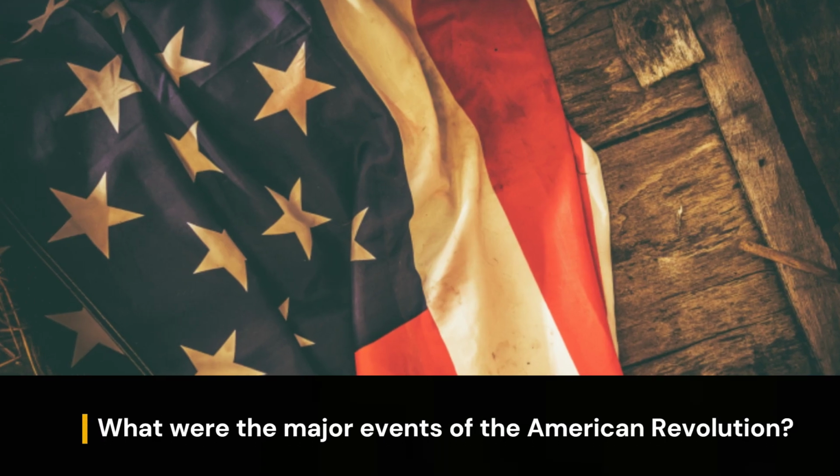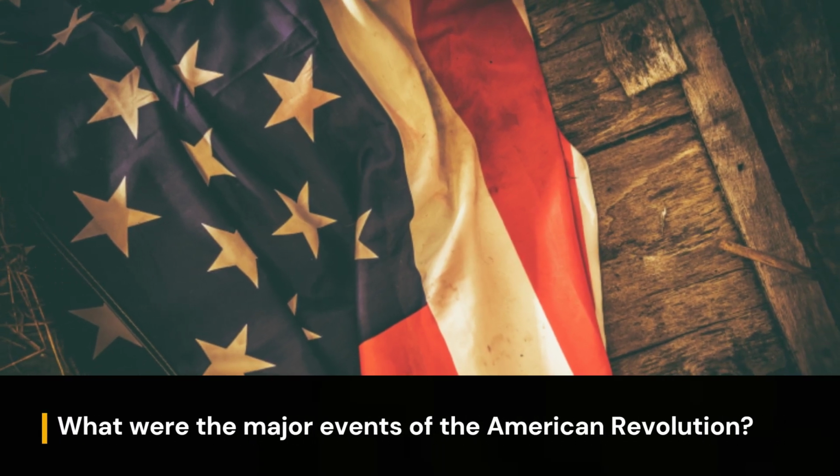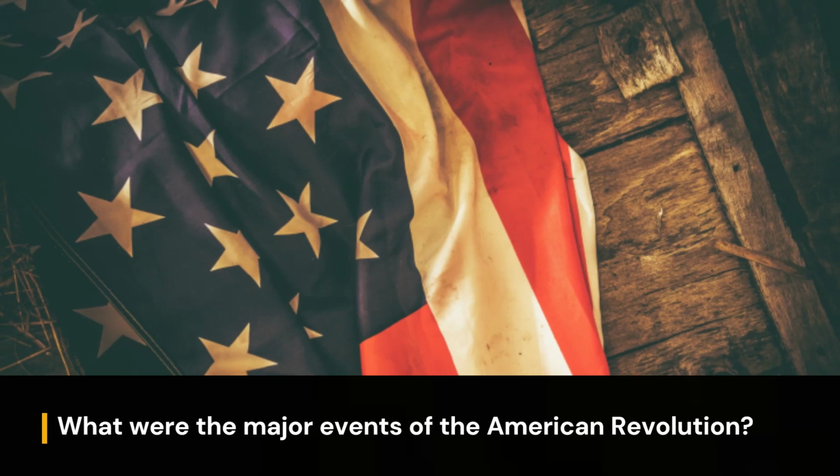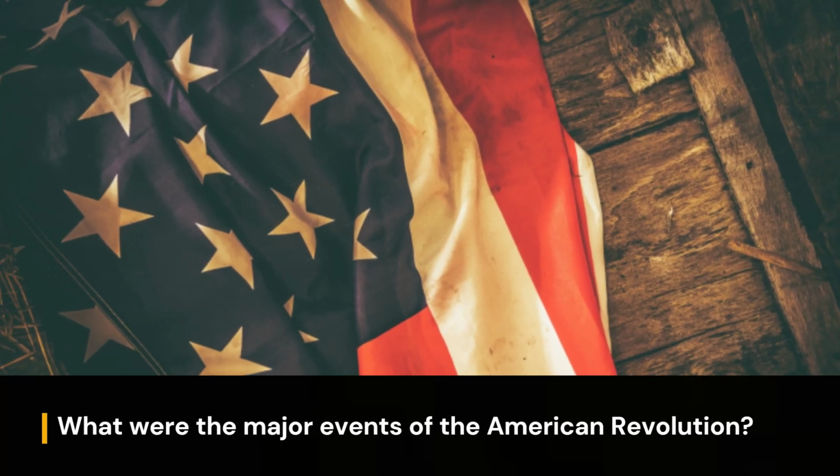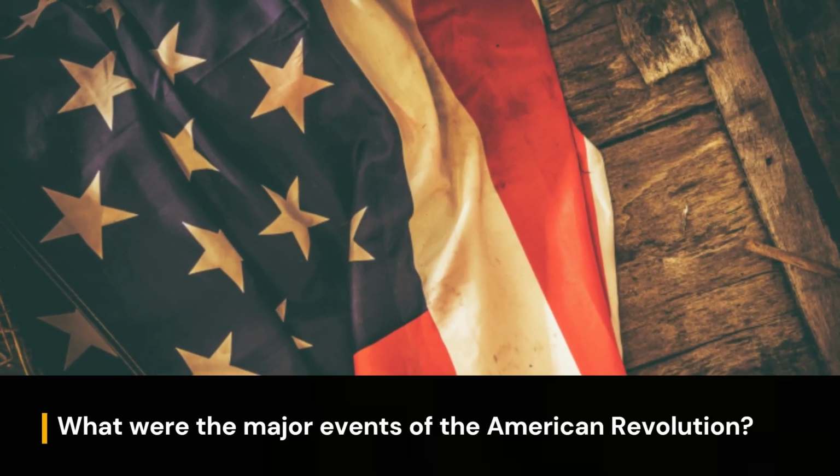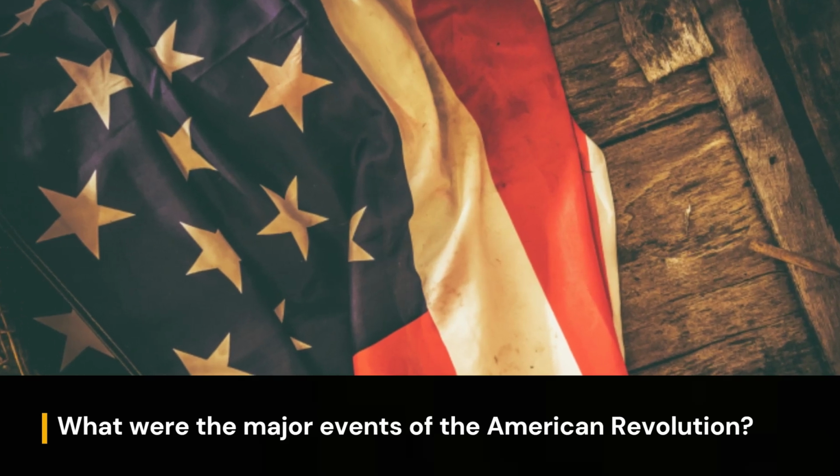What were the major events of the American Revolution? Leading up to the American Revolution, the Stamp Act, which taxed all paper products, the Boston Massacre, the Boston Tea Party, and the signing of the Declaration of Independence were major events.